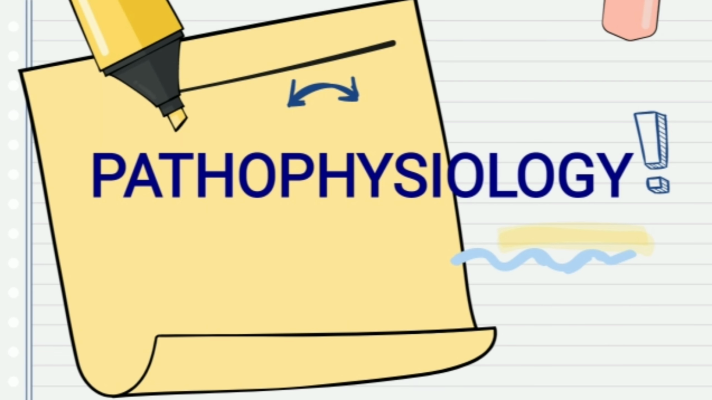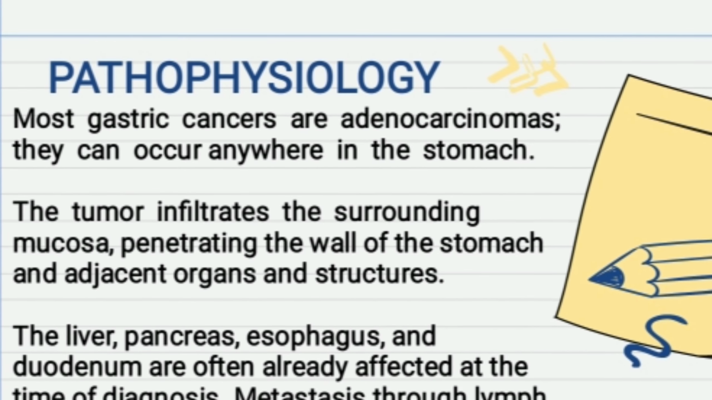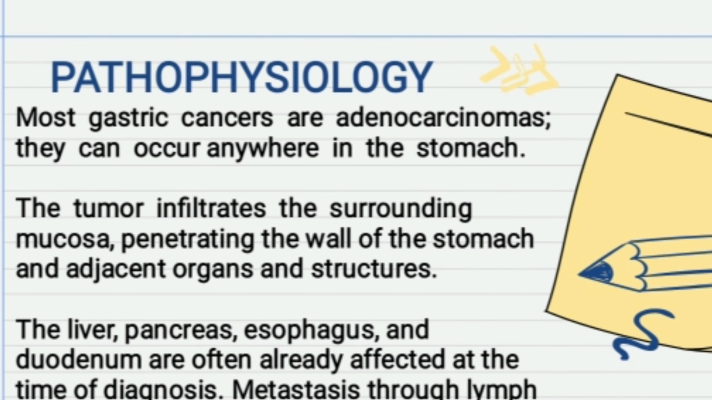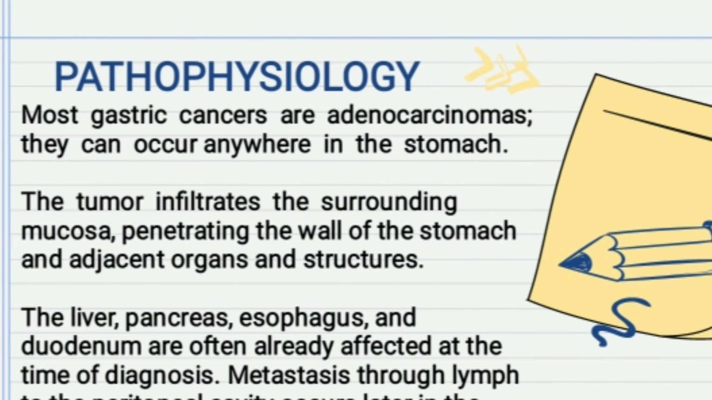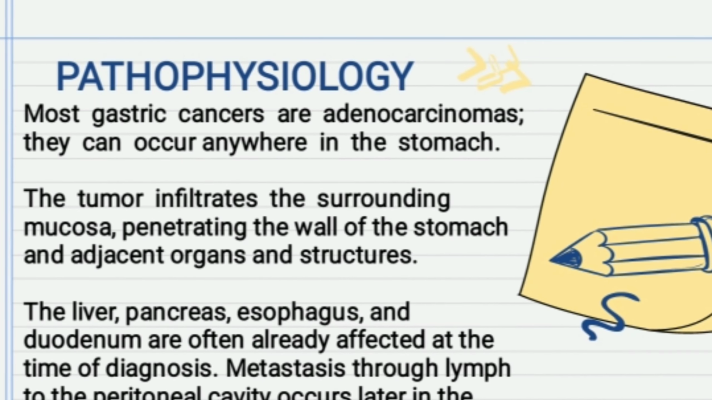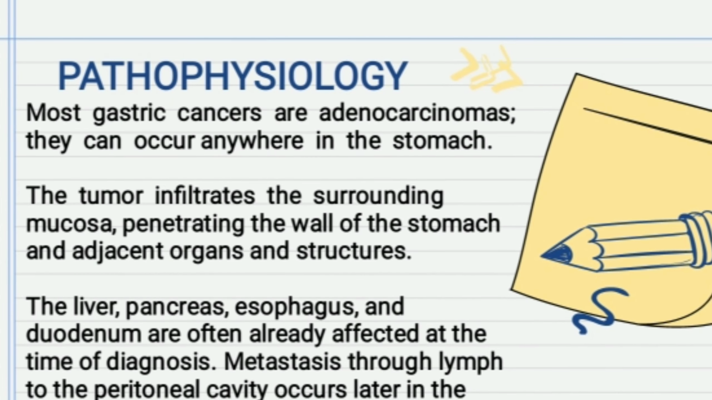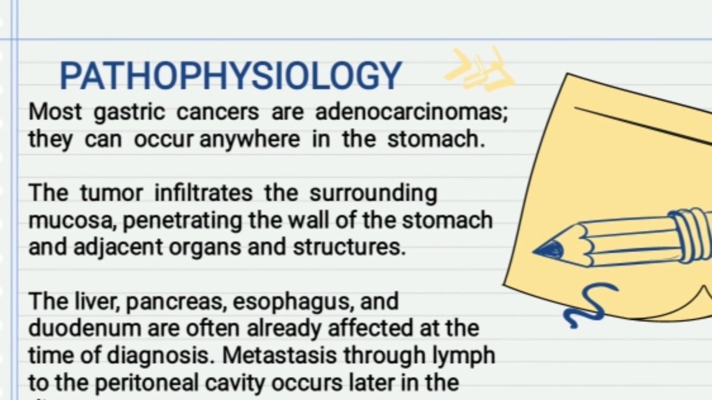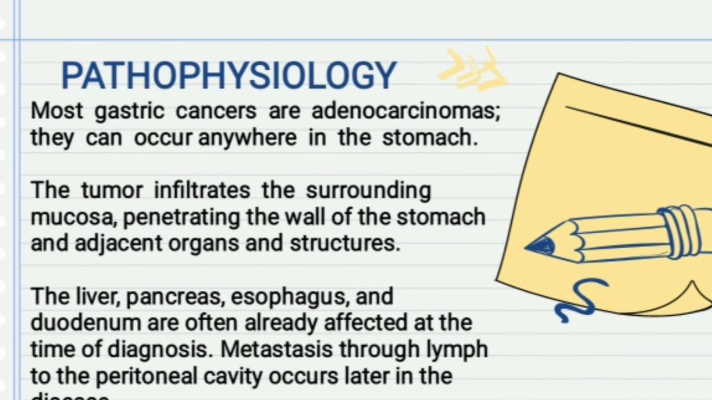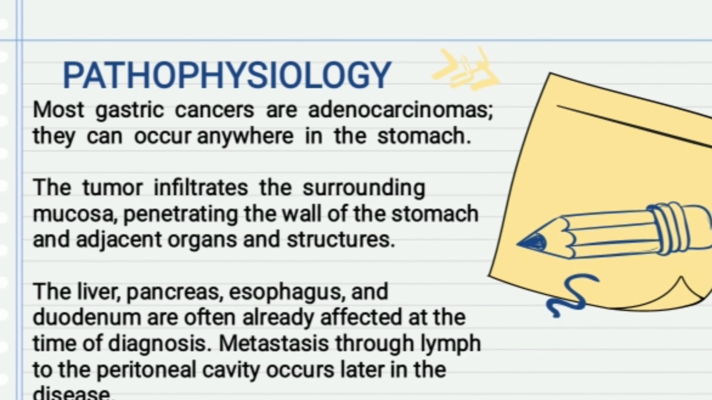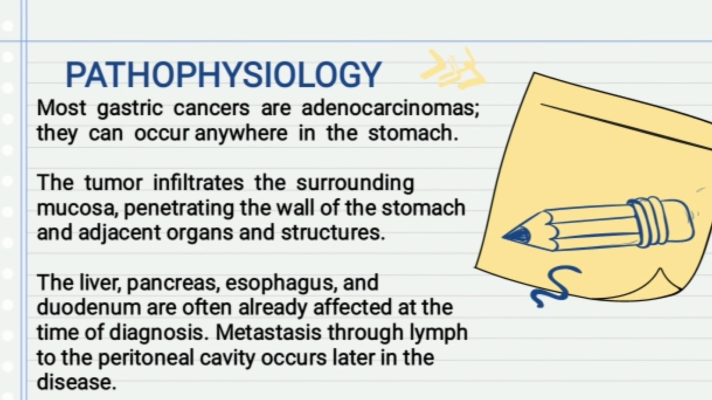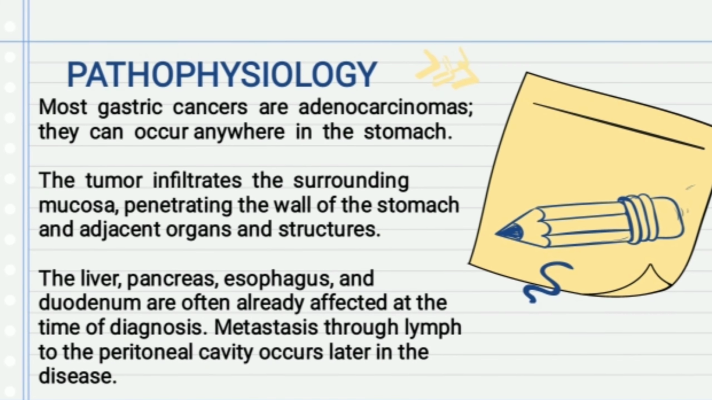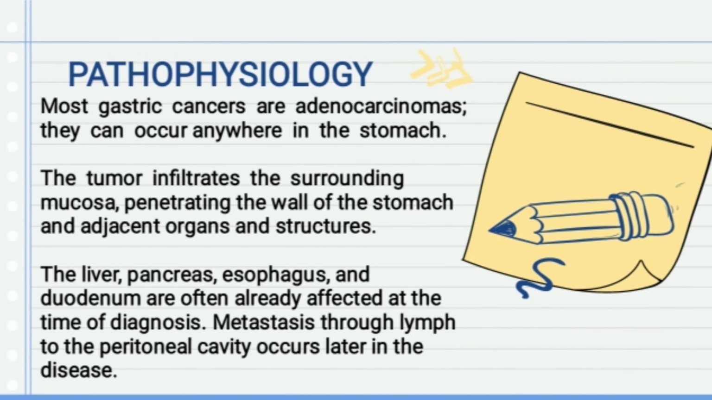Next, the pathophysiology of gastric cancer. Most gastric cancers are adenocarcinomas. They can occur anywhere in the stomach. So the tumor infiltrates the surrounding mucosa, penetrating the wall of the stomach and adjacent organs and structures. So the liver, the pancreas, the esophagus, and duodenum are often already affected at the time of diagnosis. Metastasis through lymph to the peritoneal cavity occurs later in the disease.